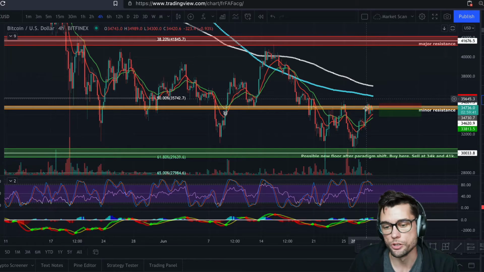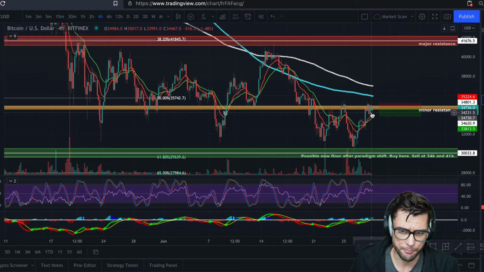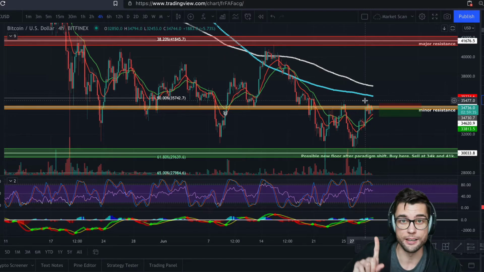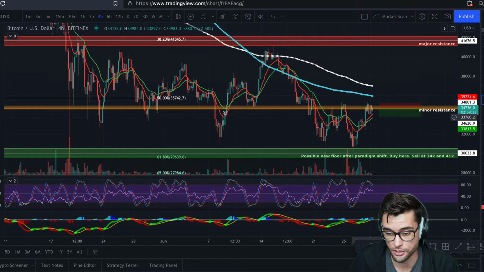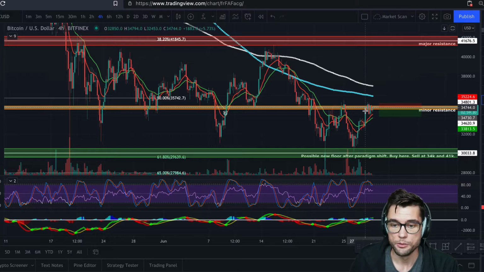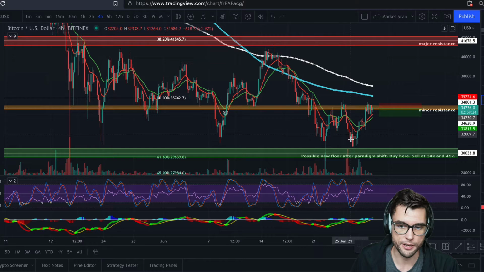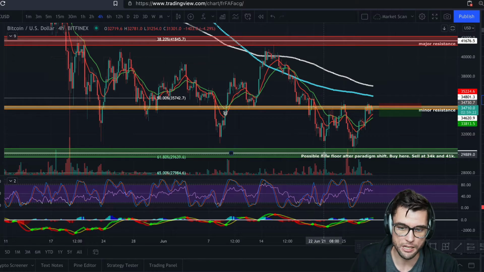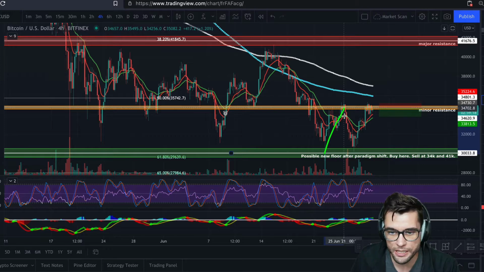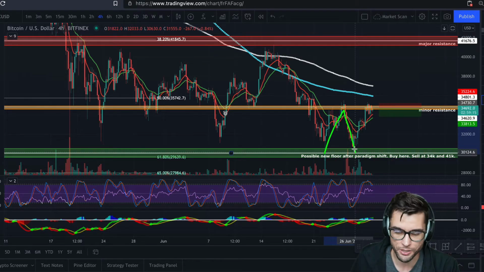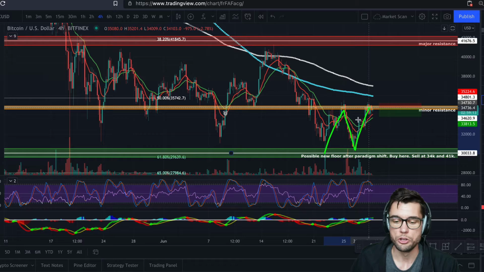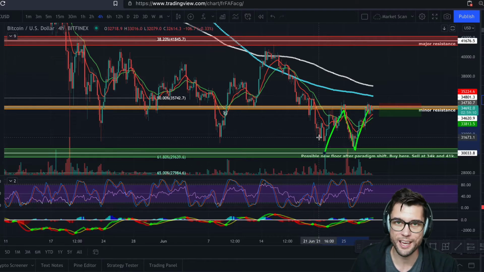Normally when it consolidates at the major resistance, it's actually a sign that it's going to continue to move up. You see how this right here was an immediate bounce up, right? And then this right here was an immediate bounce down. And this right here, once again, an immediate bounce up. You know, that's why you need to have limit orders in.